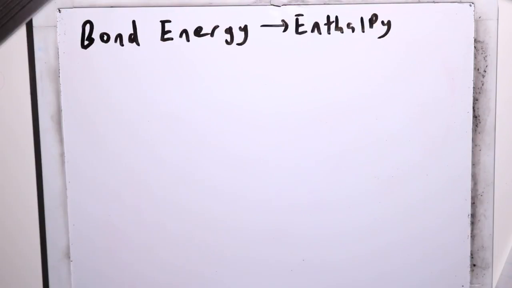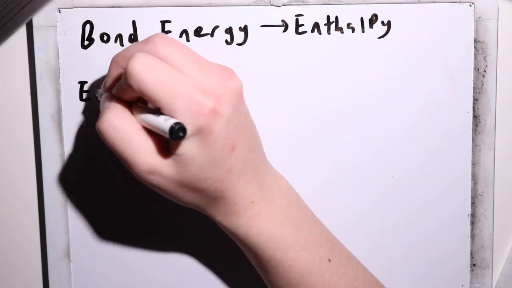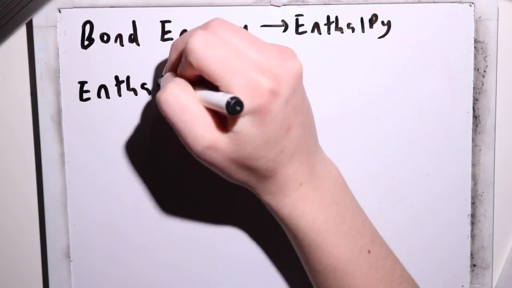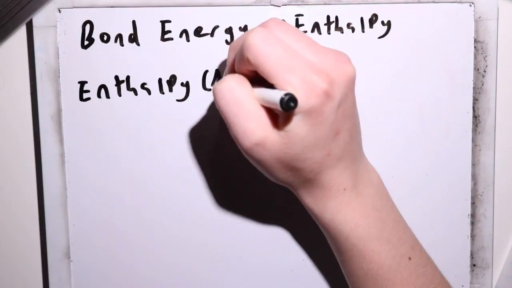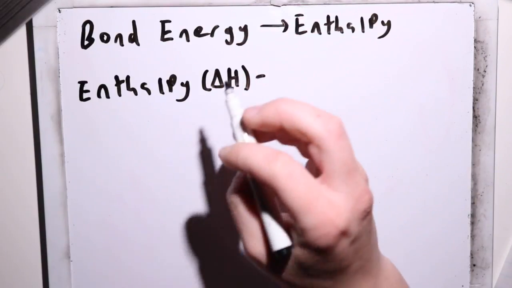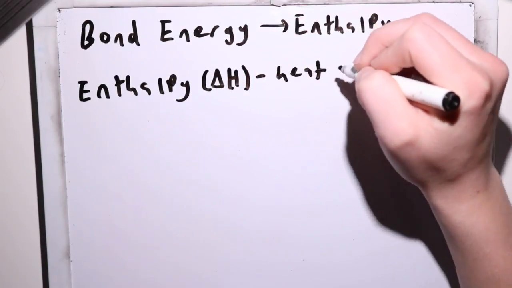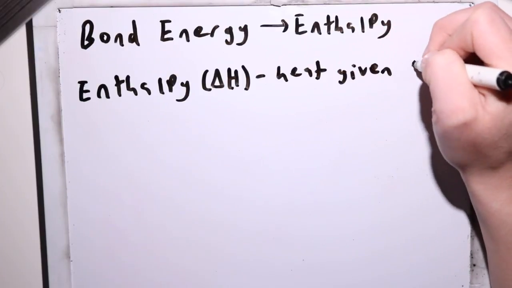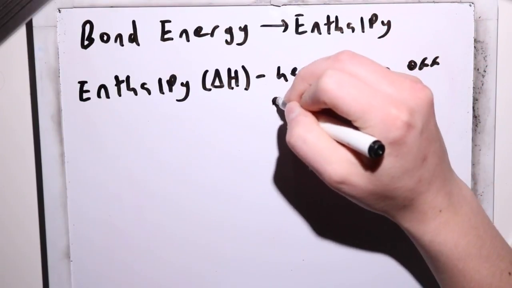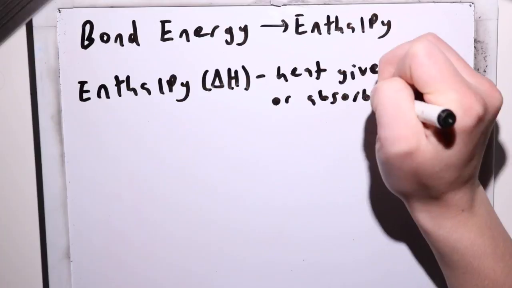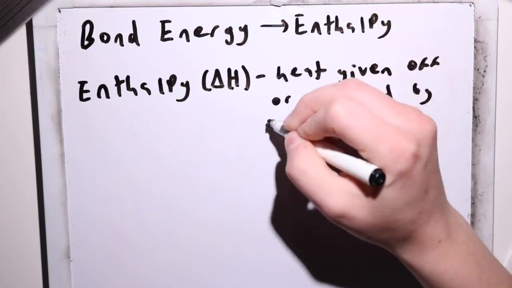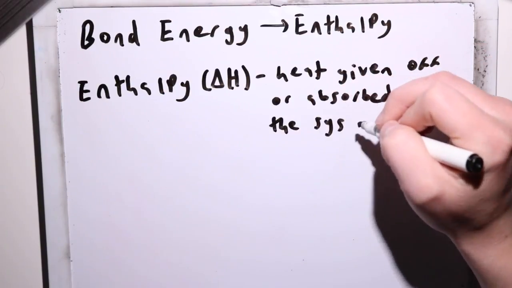Alright, so this video will show you how to use bond energy in order to calculate the enthalpy change of reaction. So here's a refresher of some things you'll need to know in order to do these problems. So the change in enthalpy, or delta H, is the heat given off or absorbed by the system or reaction.